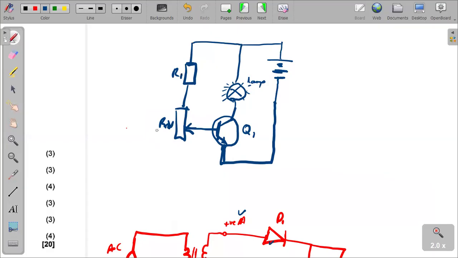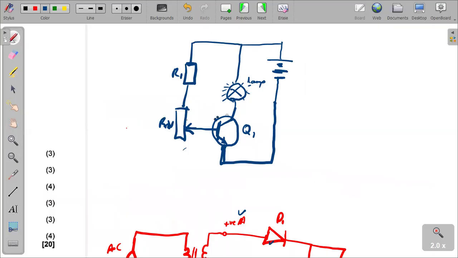And then the operation of this circuit, we need to explain again. So we'll say if the circuit is switched on, current will flow into the base of the transistor via R1 and RV. The transistor would switch on and the small base current would cause a larger current to flow in the collector circuit. As a result, the lamp would glow, right?